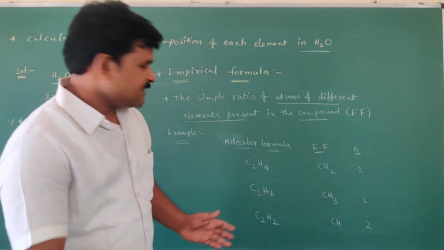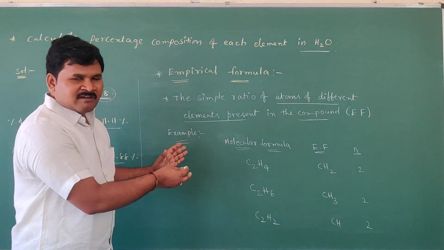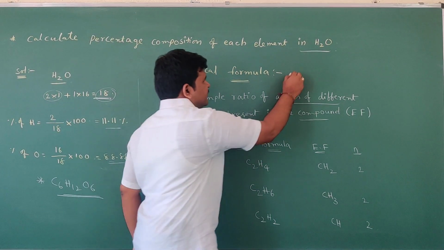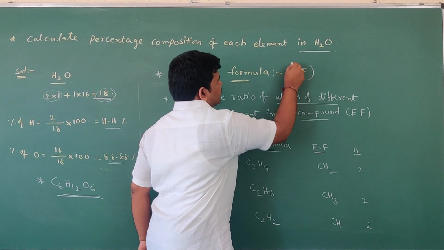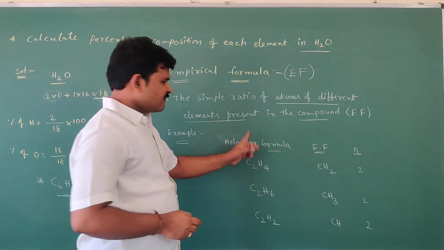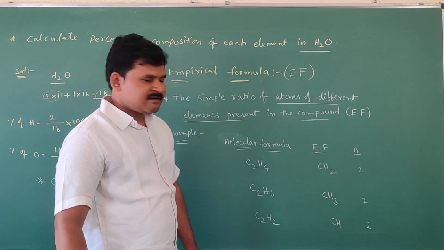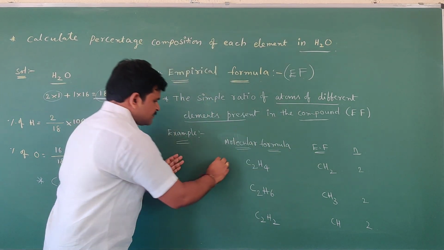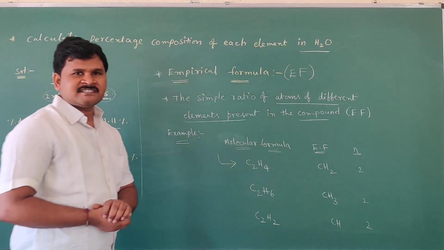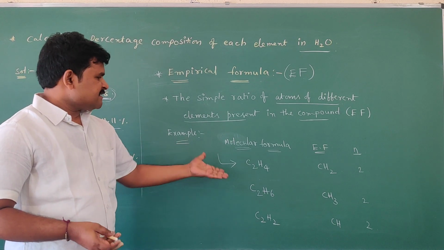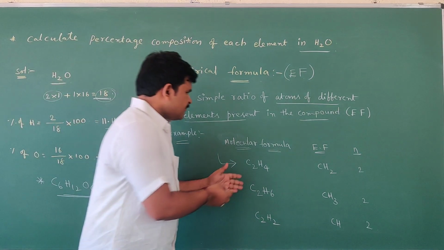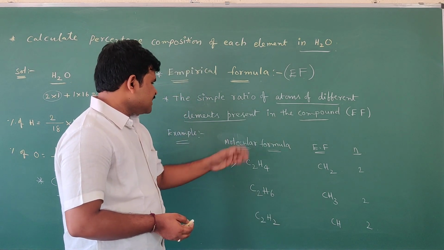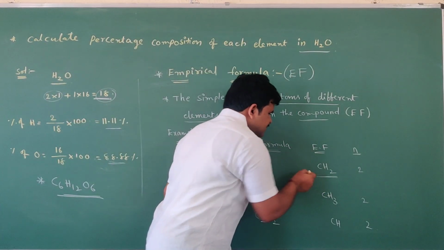So please try to understand. Now I want to explain some examples related to empirical formula. See, empirical formula, simply I will represent it by EF. Molecular formula, MF. Clear? No need to be confused. EF means empirical formula. Say for example, if you take C2H4, what is the empirical formula for C2H4? The empirical formula is CH2. Why?